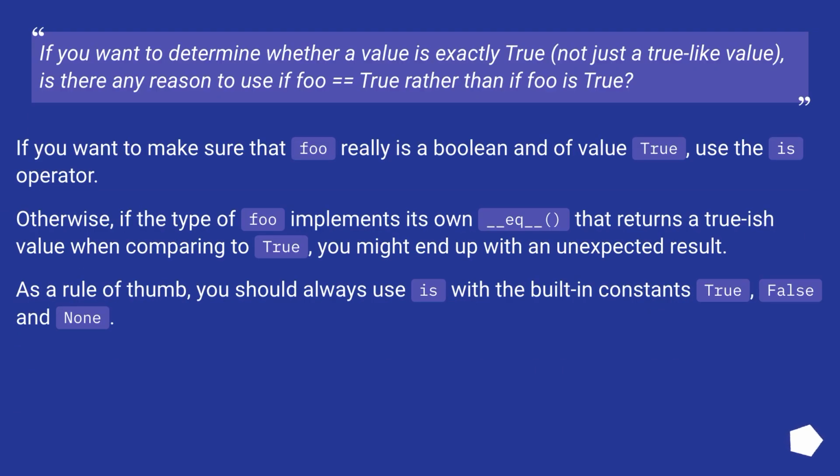If you want to determine whether a value is exactly True, not just a true-like value, is there any reason to use "if foo == True" rather than "if foo is True"? If you want to make sure that foo really is a boolean and a value True, use the is operator. Otherwise, if the type of foo implements its own __eq__ that returns a truish value when comparing to True, you might end up with an unexpected result. As a rule of thumb, you should always use is with the built-in constants True, False, and None.